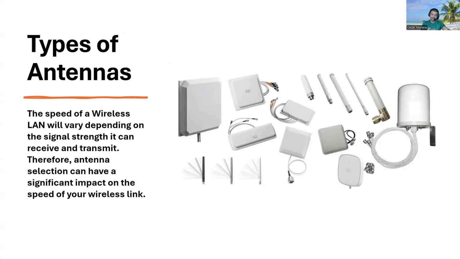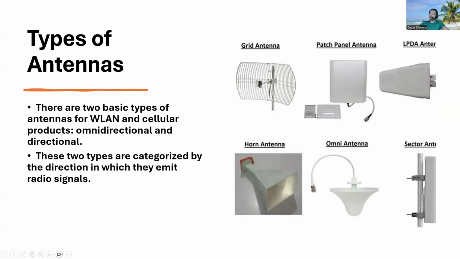The speed of a wireless LAN will vary depending on the signal strength it can receive and transmit. Therefore, antenna selection can have a significant impact on the speed of your wireless link. We have the grid antenna, horn antenna, omni antenna. Then we have patch panel antenna, LPDA antenna, and sector antenna.